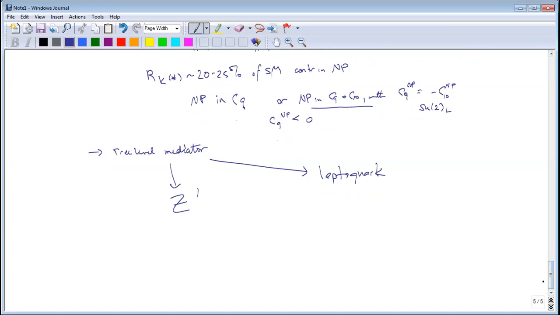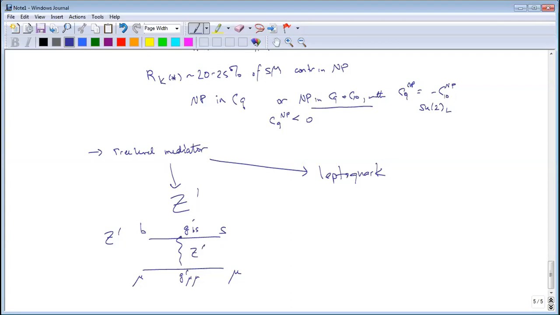Let's start with Z prime. I personally like Z prime myself. And the idea is the following. Let's just have a flavor changing Z prime. Why not? So there's some coupling strength. And here's the Z prime there in the tree diagram.